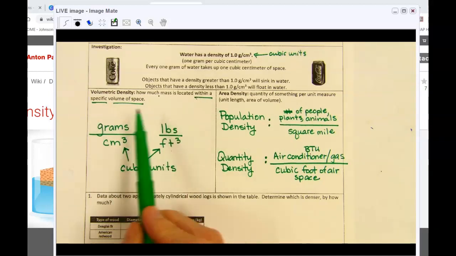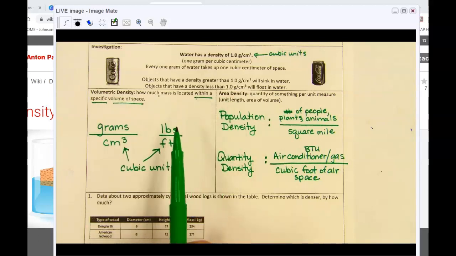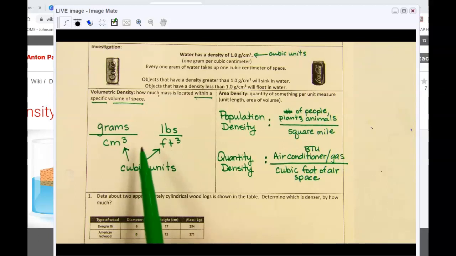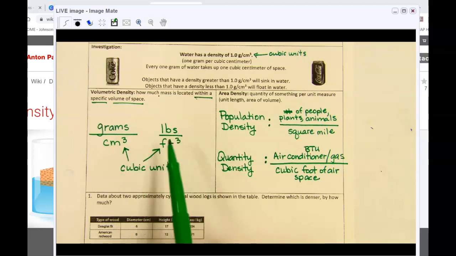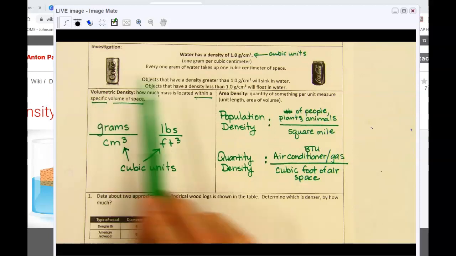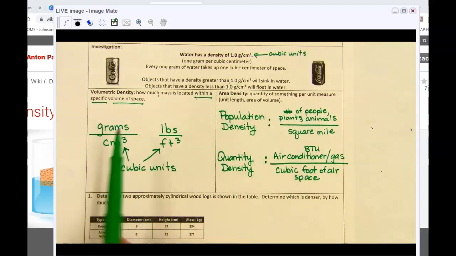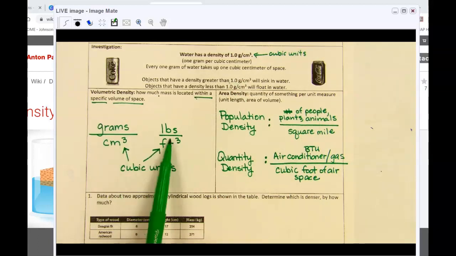So, for example, the Diet Coke example: the regular Coke sank in the tub of water because it had more sugar in it. That means it's more dense, whereas the Diet Coke had artificial sweeteners and it made it a little bit smaller. That's why it floated, okay? So those are two examples of volumetric density.